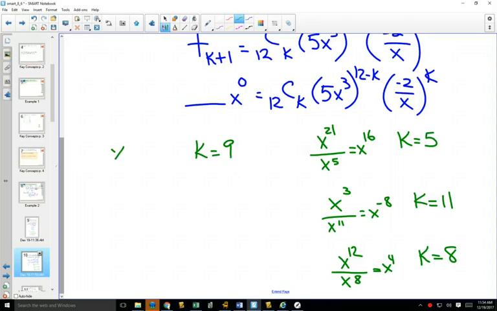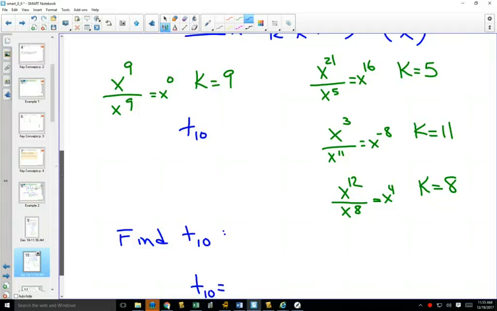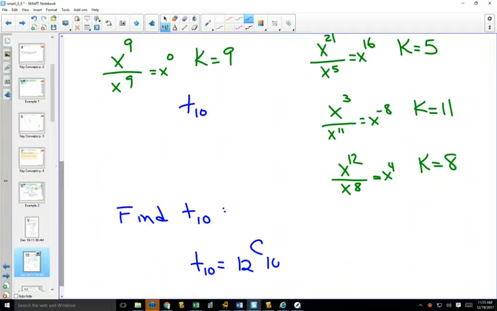If k is 9, on the top you would have x cubed to the 3, which is x to the 9. And on the bottom you would have x to the 9, which would simplify to x to the 0, or all your x's would cancel out. So what we're looking for is term 10. If k is 9, we want to find term 10. So let's find term 10. Term 10 is equal to 12 choose 10, 5x cubed to the 12 minus 10, and negative 2 over x to the 10.